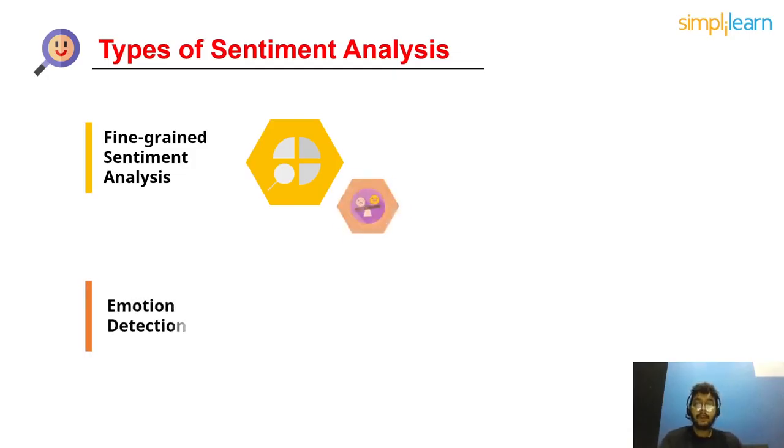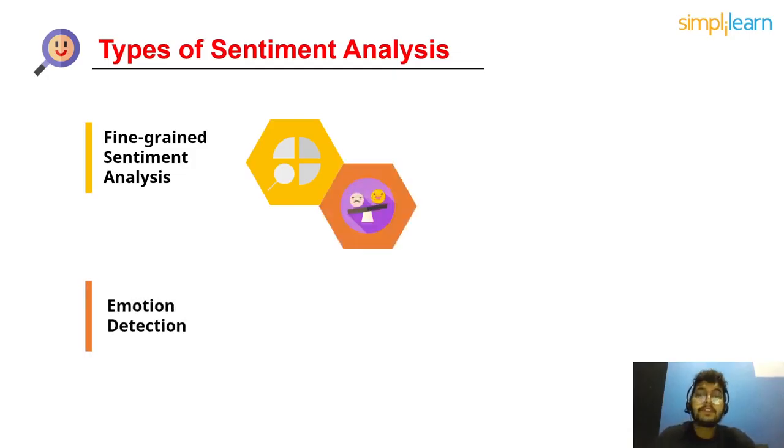And the second one is emotion detection. Instead of identifying positivity and negativity, emotion detection recognizes particular emotions. Examples could include shock, rage, grief, frustration, and happiness.